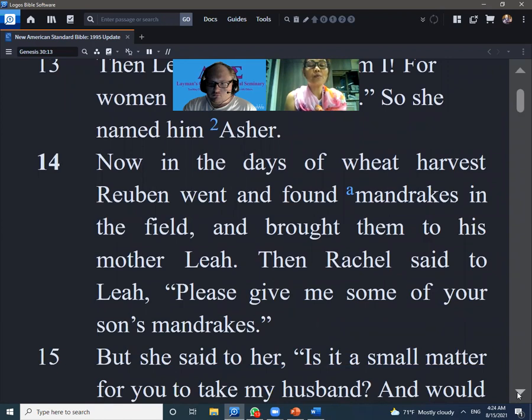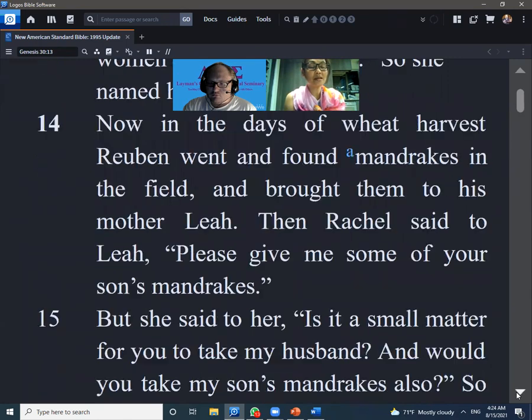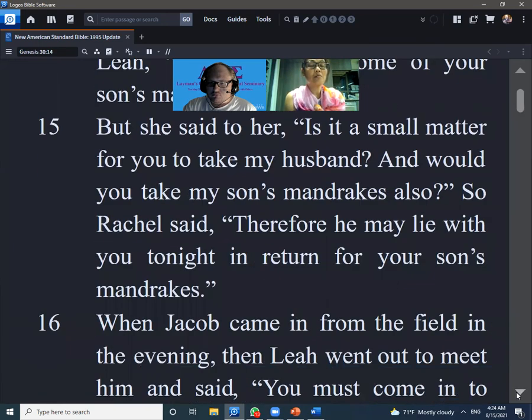Now, in the days of wheat harvest, Reuben went and found mandrakes in the field, and brought them to his mother Leah. Then Rachel said to Leah, "Please give me some of your son's mandrakes." But she said to her, "Is it a small matter for you to take my husband, and would you take my son's mandrakes also?" So Rachel said, "Therefore he may lie with you tonight in return for your son's mandrakes."